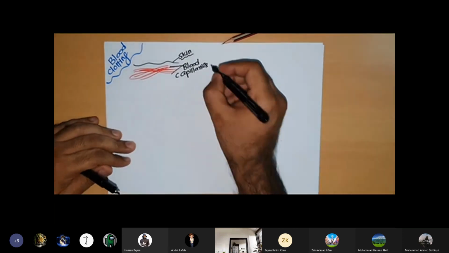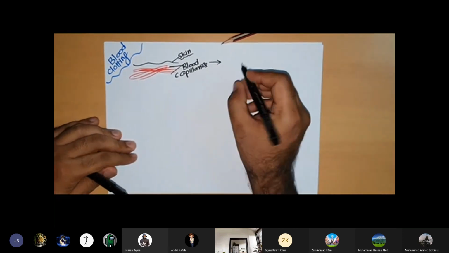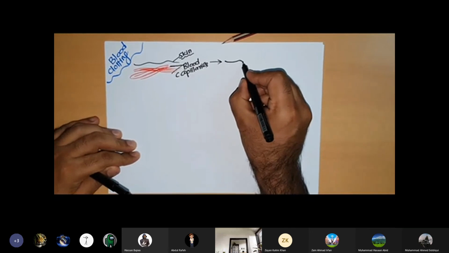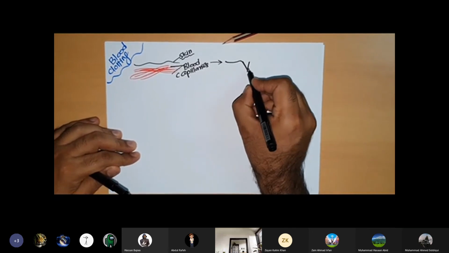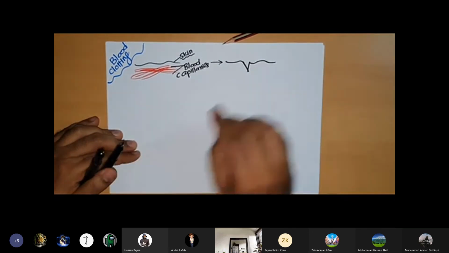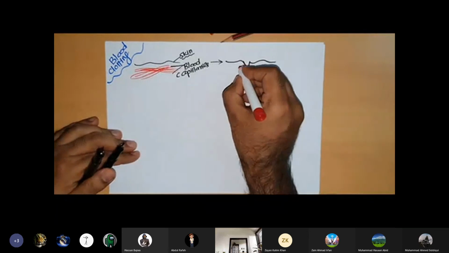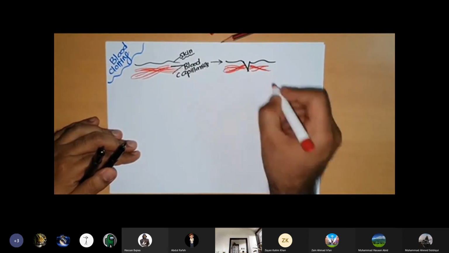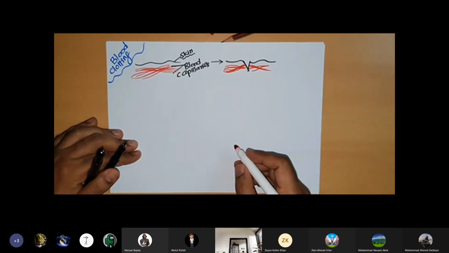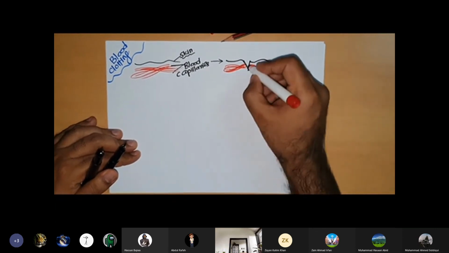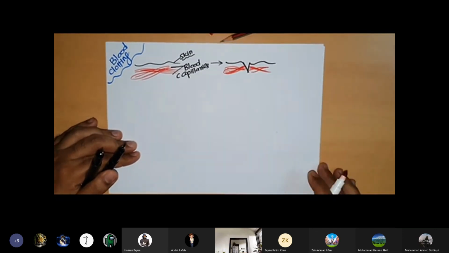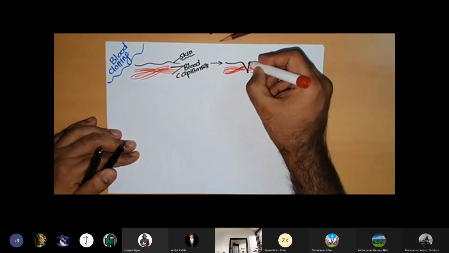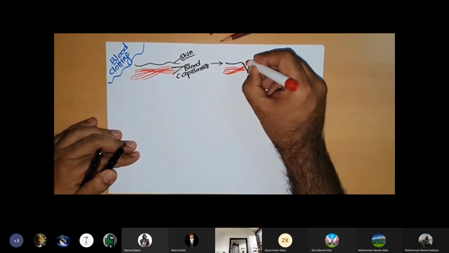Now, suppose a person gets a cut on the skin. When there is a cut in the skin, most definitely the blood vessels will also get cut. It's obvious, just like a pipe when it is broken, the liquid in it starts flowing out. The blood will start coming out and the bleeding will start.